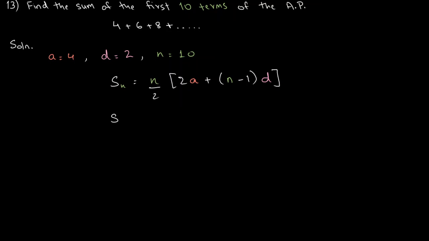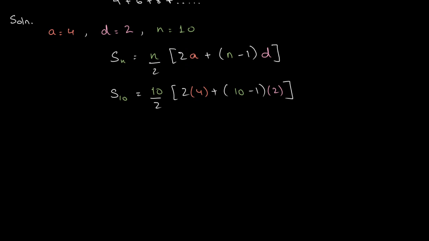So S10, because it is the sum of 10 terms, is equal to, and since we know the value of n is 10, 10 upon 2. 2a, we see a is 4, so 2 into 4 plus n minus 1, n we know is 10, minus 1, into d, which we know is 2. So what we've done is plug in all the necessary values, so therefore I can say S10 is equal to, let's start solving this now.